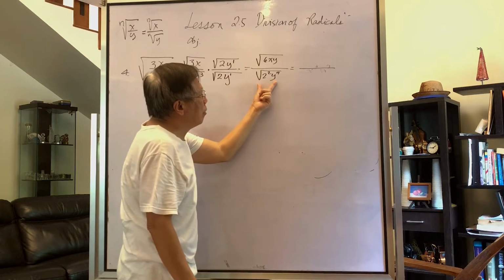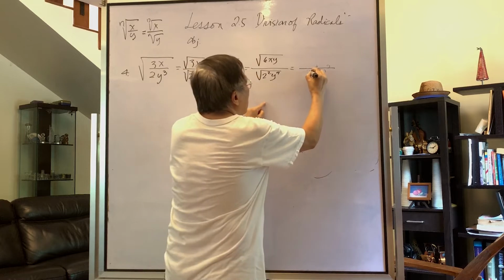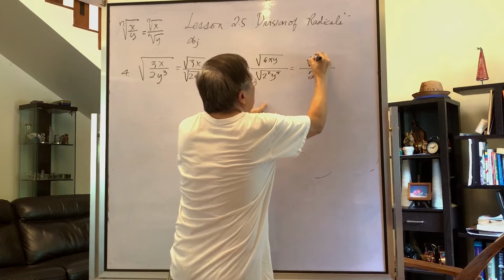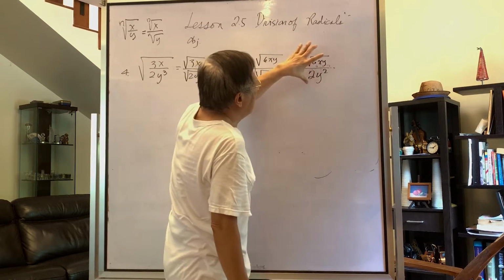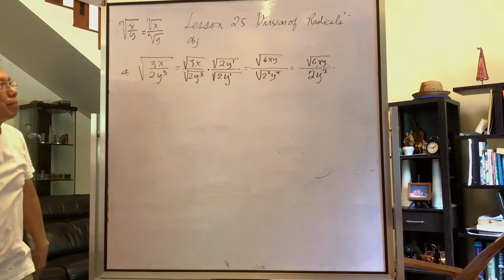The denominator now is a perfect square, so we can extract the roots and we arrive at 2y squared. And rewriting the numerator, we get square root of 6xy. This is the simplified form of this number.